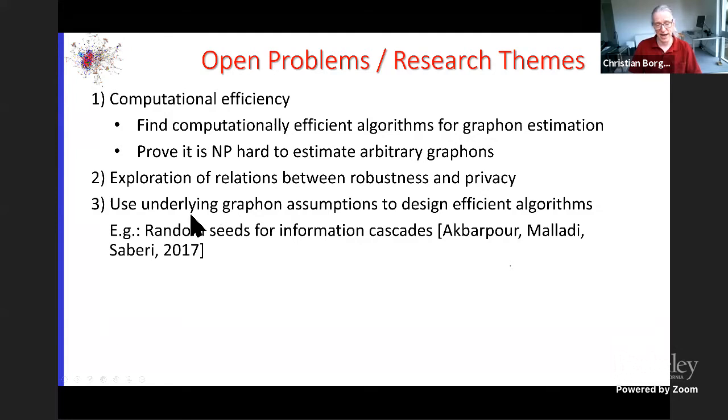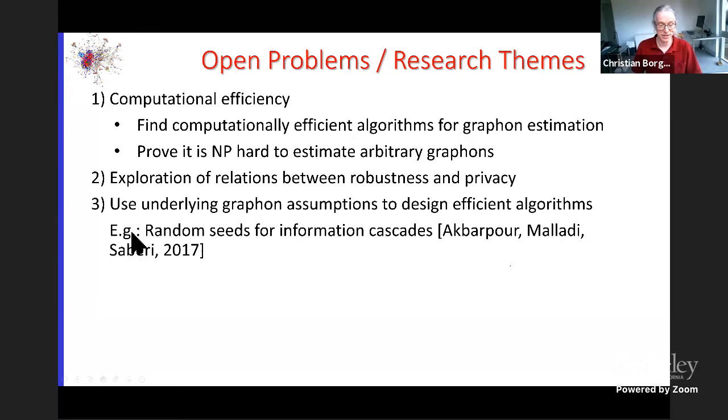So this is, for example, an example that people showed. You might have heard of the independent cascade model. You want to estimate where you should seed information in a network, and it's NP-hard. There are some approximation algorithms which are complicated to implement. I actually did some of those myself. But it turns out that if you have an underlying hidden graphon, random seeds are all you need.